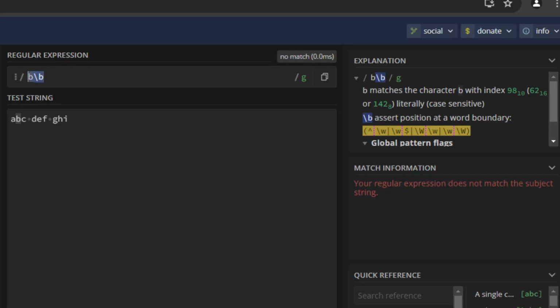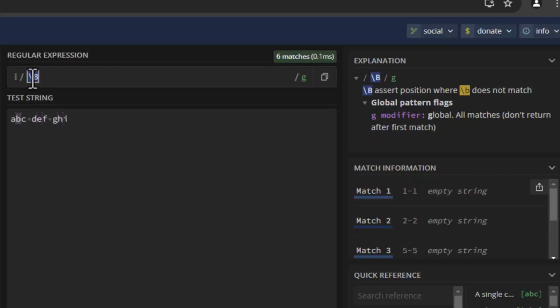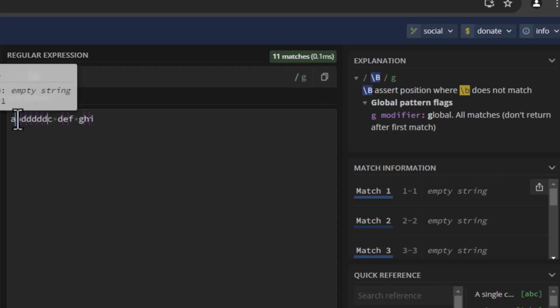All right, finally, let's quickly try backslash capital B, and it is going to detect anything which is not at a word boundary. So it captured everything in the middle, which are not at the word boundary. Nothing at the start, end, or between spaces. Right, I hope this is clear.